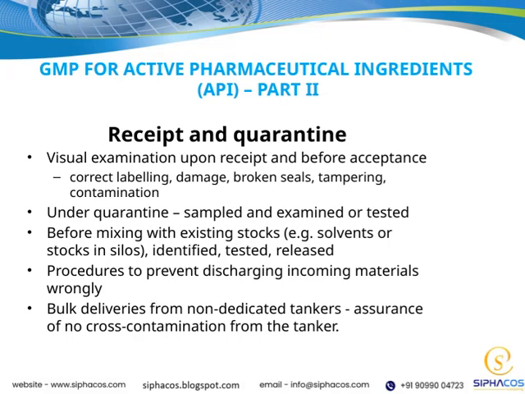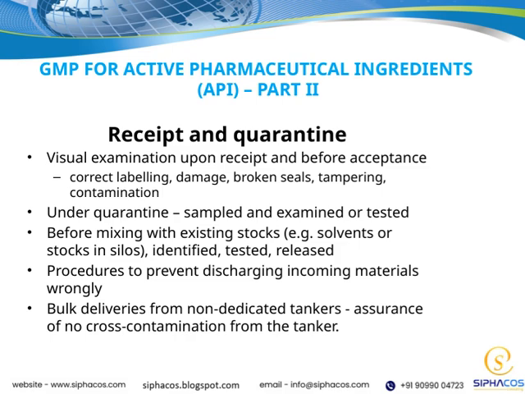When we receive raw materials or active pharmaceutical ingredients, the first step is a thorough visual examination. We check for proper labeling, any signs of damage, broken seals, tampering, or contamination. This initial inspection is crucial to ensure that what we receive is safe and meets quality standards before we accept it. Once the materials pass the visual check, they are placed under quarantine. During this period, we sample and examine or test the materials to verify their identity, purity, and quality. This step helps us prevent any potential issues from entering our production process.